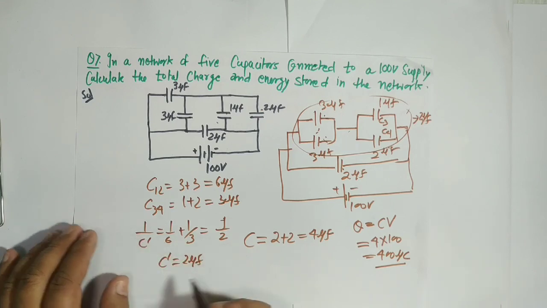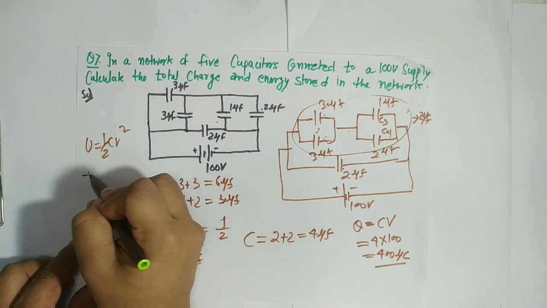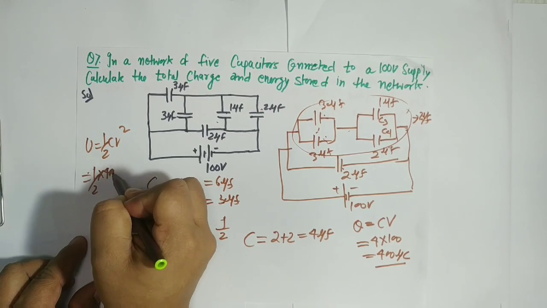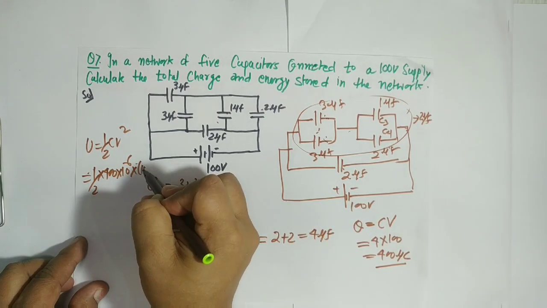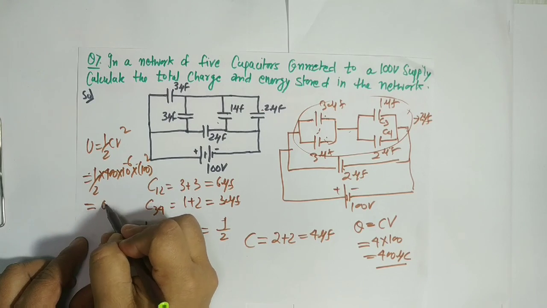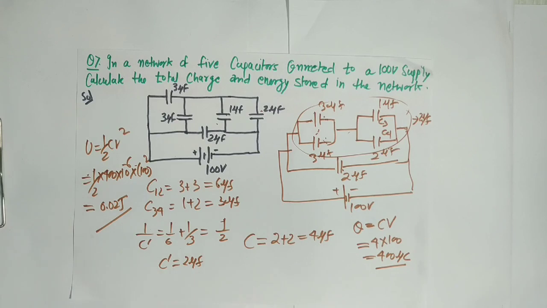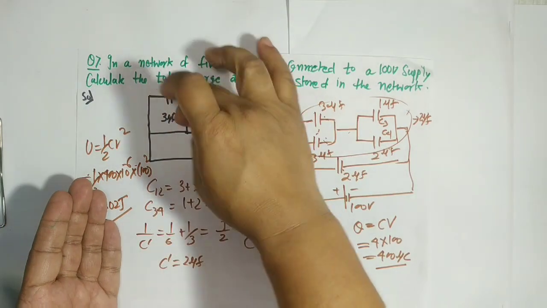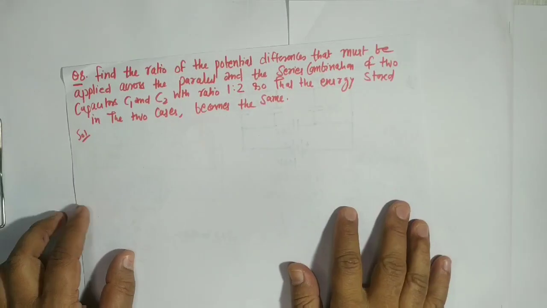Now energy is half CV square, and you put it here and solve it. Half into 400 into 10 to the power minus 6, and potential is 100 square. So when you calculate it, it becomes 0.02 joule. So this is the energy for question number 7. Simple. You got it like this. Okay, so now question number 8.